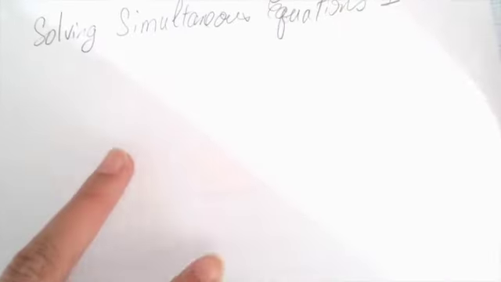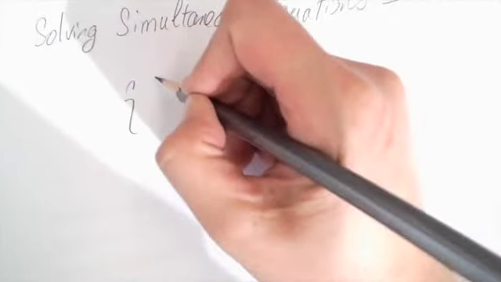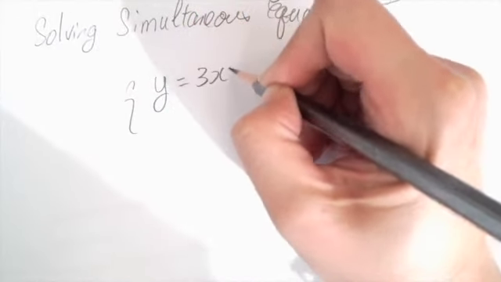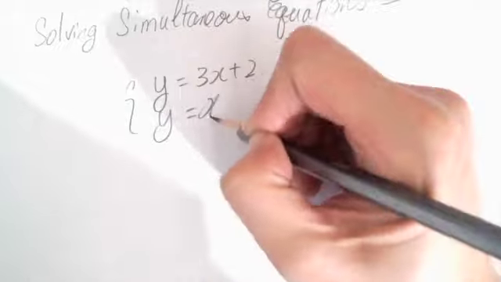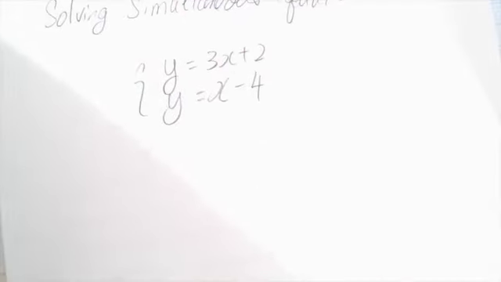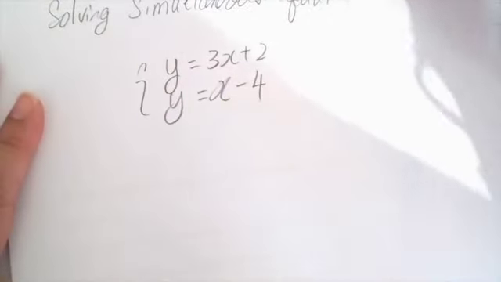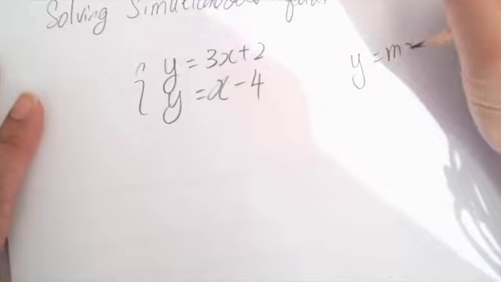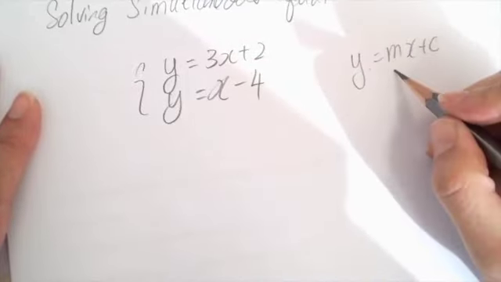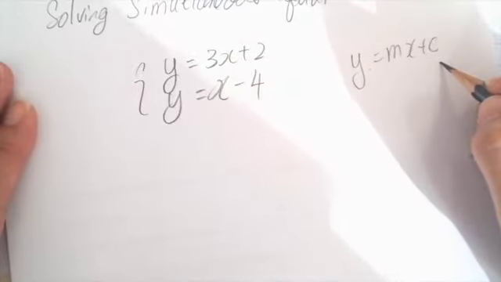Simultaneous equation is two equations together, and we need to find out where they are the same. So first of all, we have two equations: y equals 3x plus 2 and y equals x minus 4. With the skills we have previously learned, we could change them into y equals mx plus c. Remember, y equals mx plus c: m is the gradient, c is the intercept.